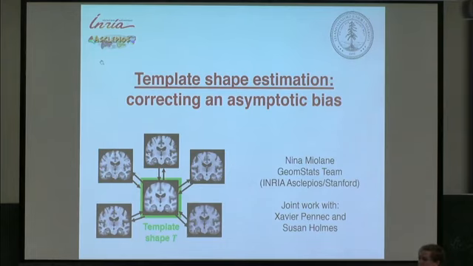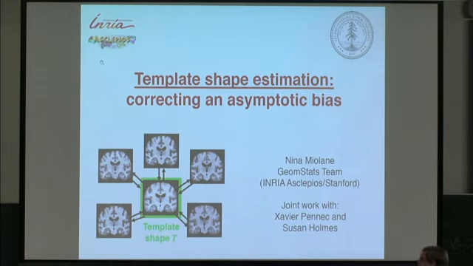So the basic idea here is not to introduce new differential geometry or new algorithms, but rather to use the differential geometry and the Riemannian geometry we know to evaluate an algorithm that is used in computational anatomy. And this algorithm is what's underlined here. It's called template shape estimation.